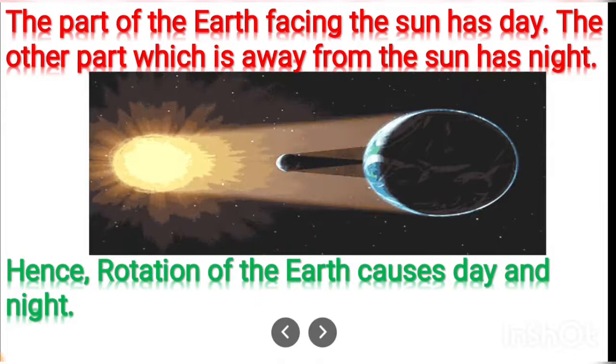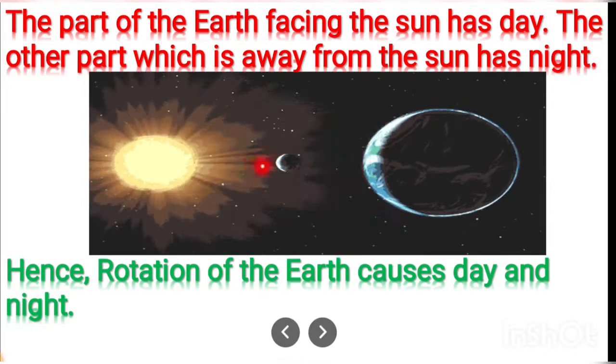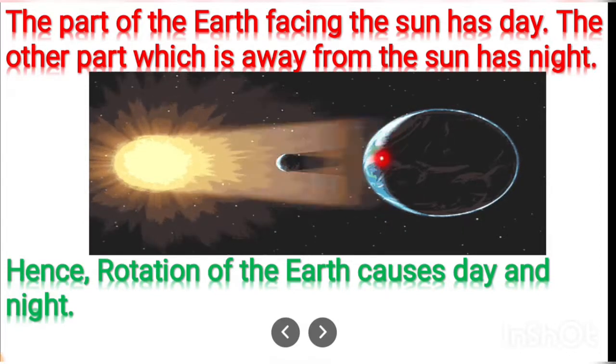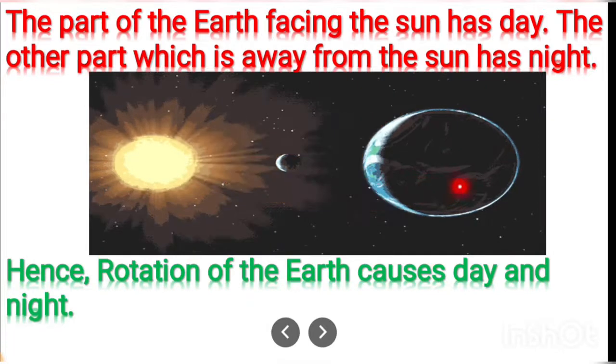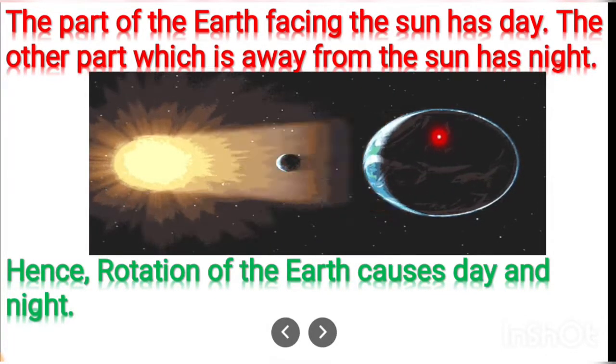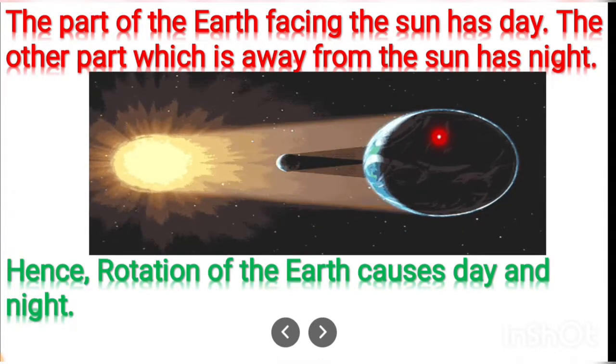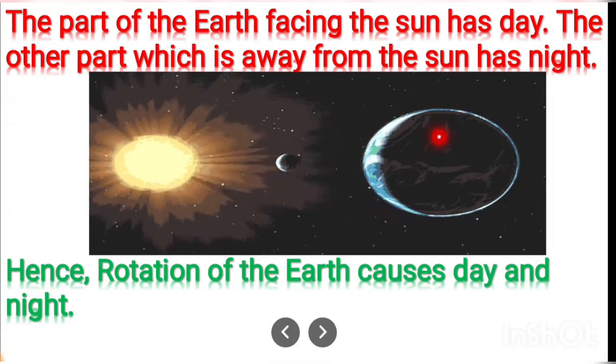So you can see this part is facing the sun. So this part of the earth, whatever countries are there in this part, are having day, the morning time. And this part, which is away from the sun, has night because it is not getting the sunlight. So here, whatever countries are there, they are having night. That's why if your friend is living in Canada, here it is night. And if you're calling from India, here the time is day. So that's why the difference is there.